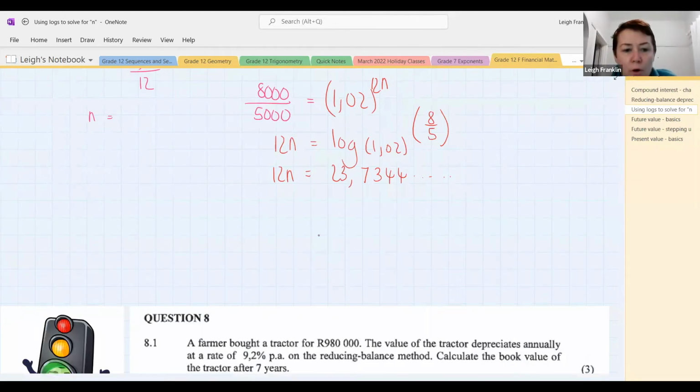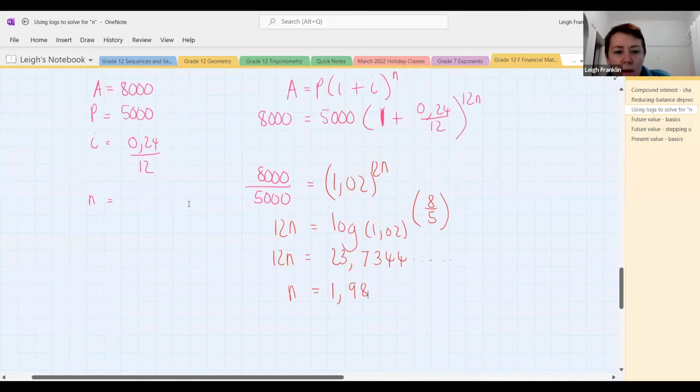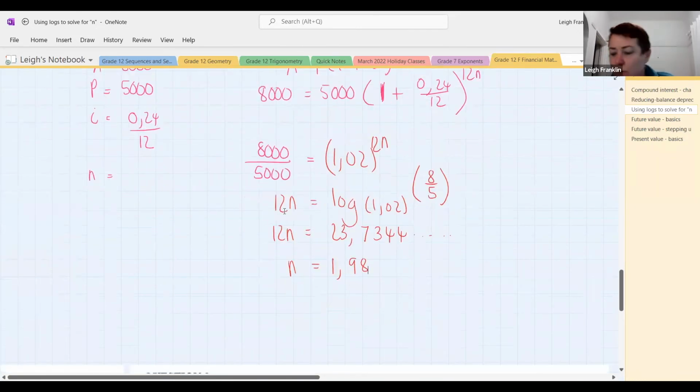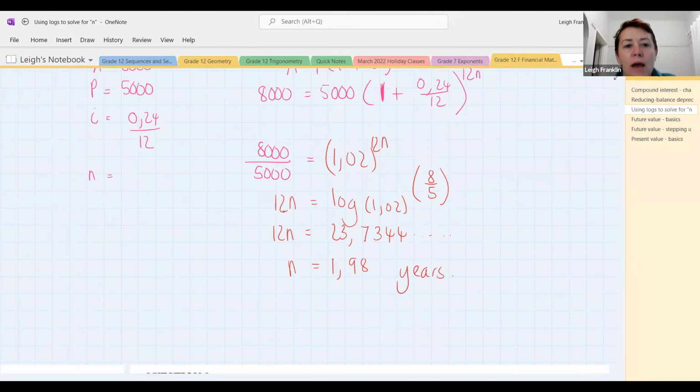So yes, N is indeed equal to 1,98. So that would be years, 1,98 years. Does that make sense to everybody? That's it. Lovely, Namhla. And then all you have to do is remember to divide it by 12.